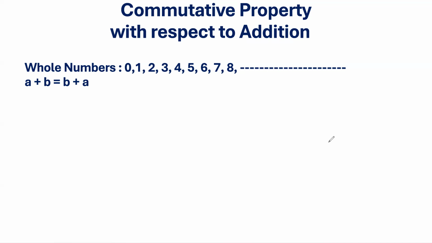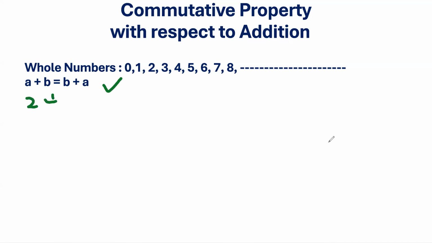So what is the commutative property with respect to addition? A plus B is equal to B plus A. If the left-hand side and the right-hand side are equal, then it means that the commutative property with respect to addition is satisfied. So you can choose A and B, any two numbers from the given set of whole numbers. So let's select 2 and 3.